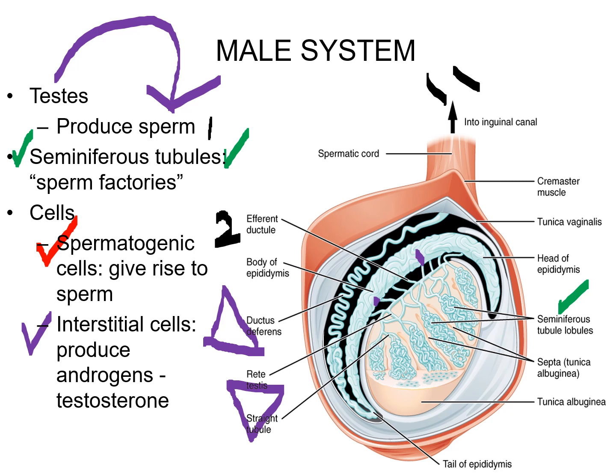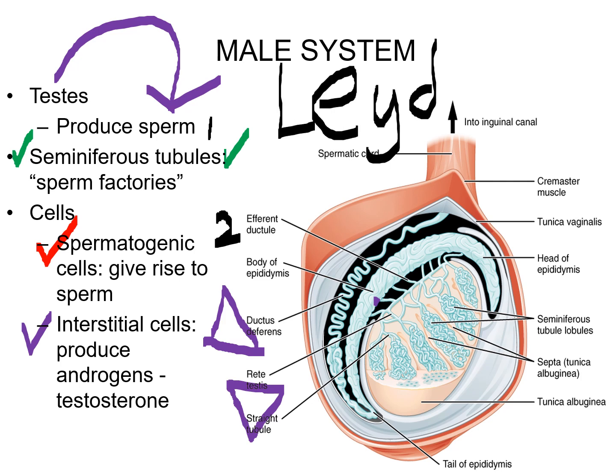Another name, or a more common name instead of interstitial, are called the Leydig cells, named after the scientist who discovered them. So Leydig cells, Leydig. And what they do is produce testosterone. Now, as you can see in the notes, it says produces androgens and then dash testosterone.